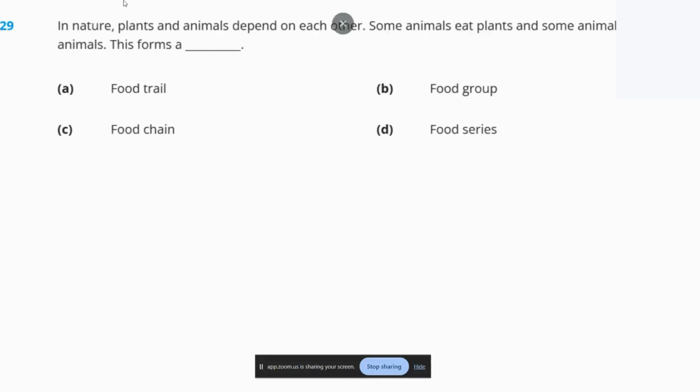Next, in nature, plants and animals depend on each other. Some animals eat plants and some animals eat other animals. So this form is known as a food chain. One animal eating the other forms a chain-like format, and we call this a food chain. Option number C is the right answer.